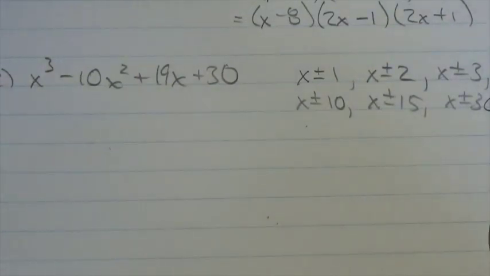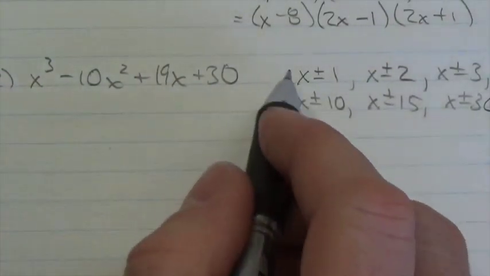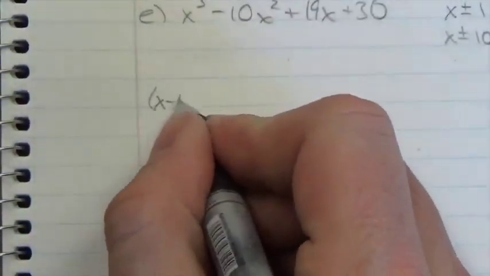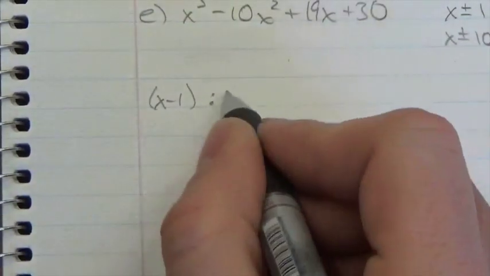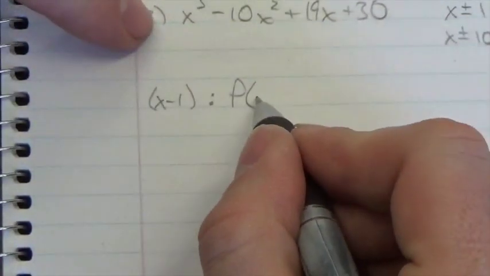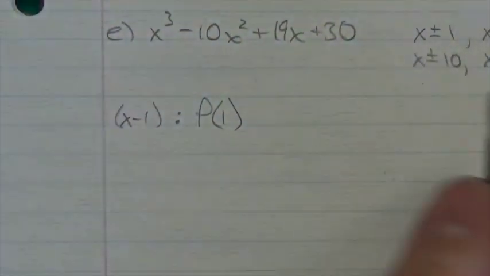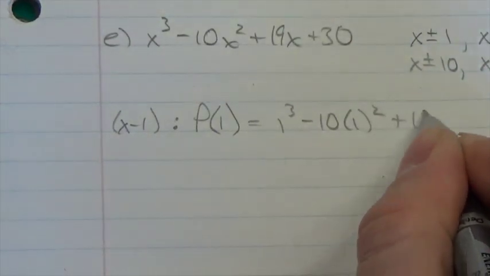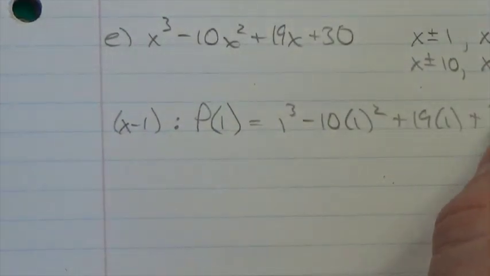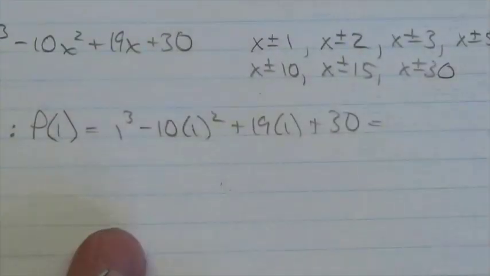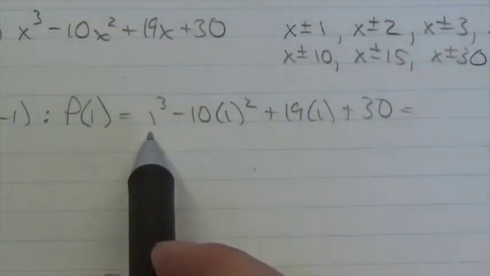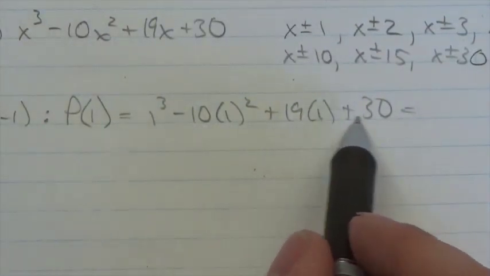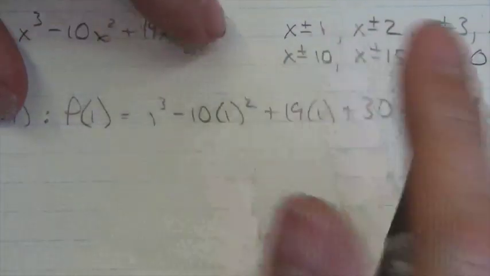So what I'm going to do to start off with here is I will test my x minus 1. Okay? So I'm going to test to see if x minus 1 is in fact a factor. And I do that by evaluating my polynomial at positive 1. So when I do that, I will get 1 cubed minus 10 times 1 squared plus 19 times 1 plus 30. Oop, that's off the screen here. Now, what happens when I do that? Well, I'm going to get 1 minus 10 plus 19. So 1 plus 19 is 20, plus 30 is 50, minus 10 is 40.